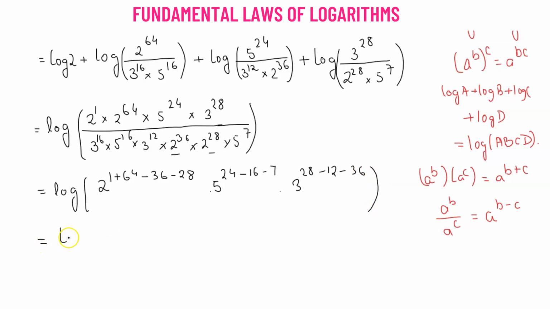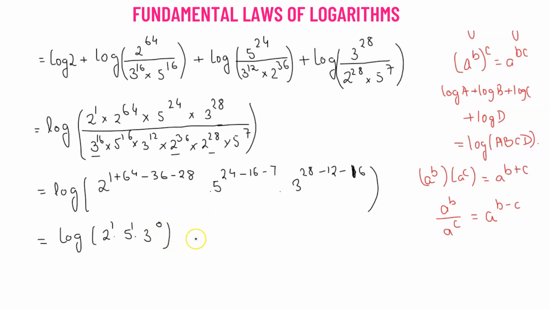Right. So let's find out the value. So we have log of 2 raised to the power of, so 1 plus 64 minus 36 minus 28, so that's 1. So we have 2 raised to the power of 1 times 5 raised to the power of 24 minus 16 minus 7, so that's also 1, times 3 raised to the power of 28 minus 12 minus, that's 16 actually, not 36. This is 16. So this is giving us 0.